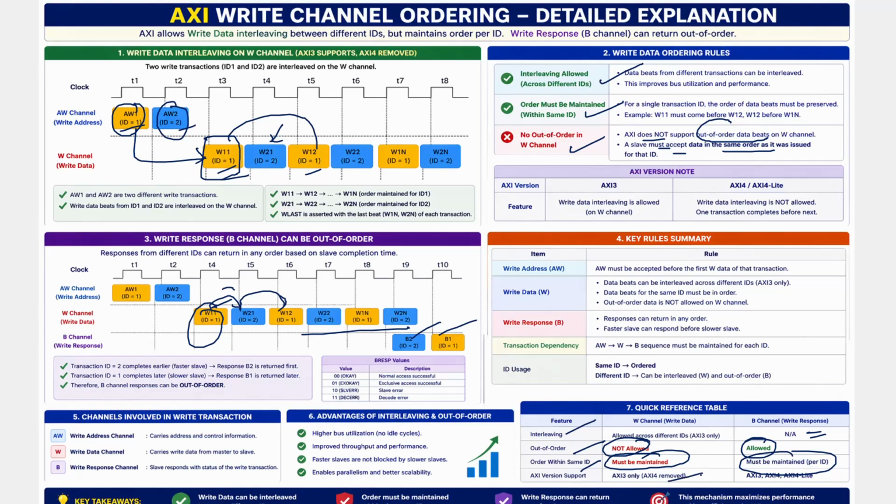So AXI3 and AXI4 differ here, right? Write interleaving is removed in AXI4; AXI3 supports it. Read interleaving responses are supported by both AXI3 and AXI4.